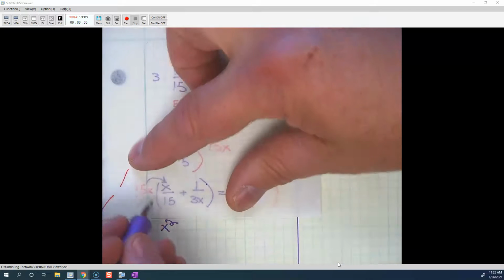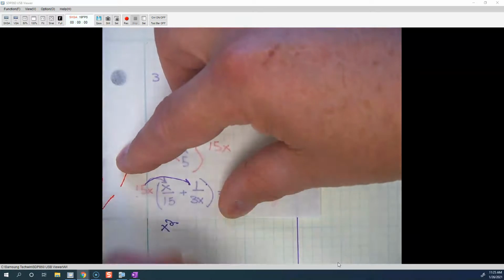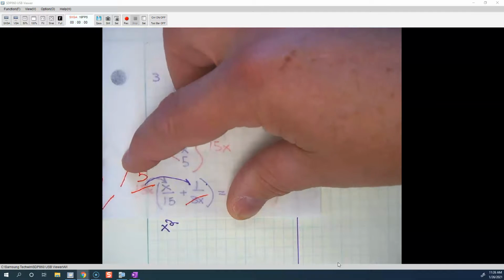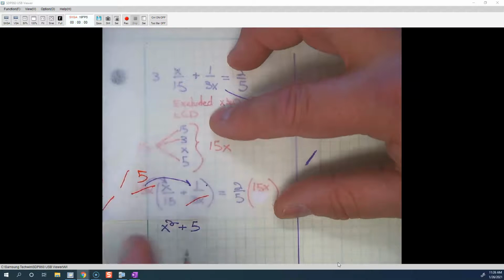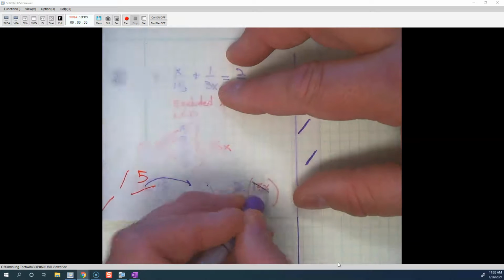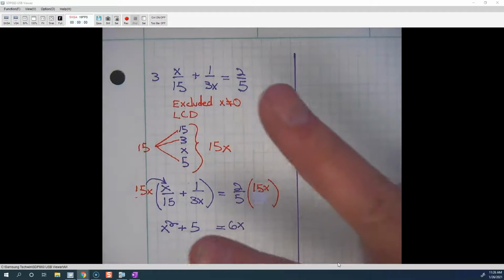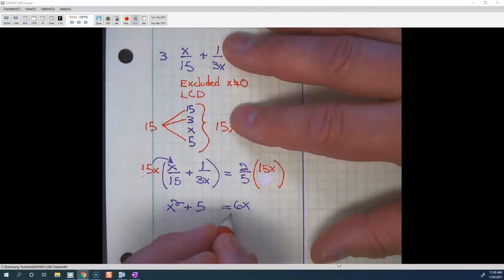Okay, now multiply those two. 3x goes into 15x 5 times. So that just becomes 5 times 1. Okay, and then over here, 5 goes into 15x 3x. So that I would have 6x. Now this is a quadratic, so we're going to end up with 2 solutions. So I'm going to move the 6 over and then factor it.